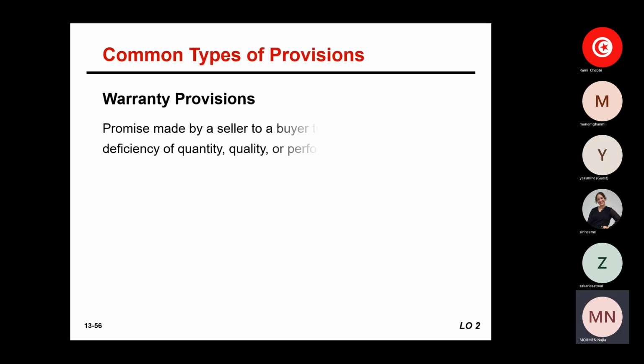The next type of provisions is warranty provisions, okay? So what is the general definition of warranties? They are a promise made by a seller to a buyer to make good on the deficiencies of quality, quantity, or performance in a product. So you will be purchasing a product from a seller, and the seller is making a promise that any defective product, any problem with the quality, etc., will be repaired or changed.